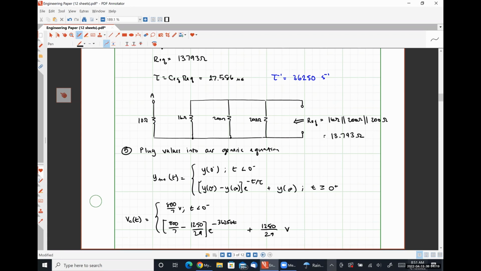And we could plug in the values for our resistor current at 0 minus, 0 plus, and infinity into our expression to get that as well. But because this is at the bottom of the page, I'm not going to bother doing that. At this point, it is literally just plug in the results from steps 1 through 4 into this generic equation. And if you've done all of your circuit analysis steps correctly, that answer has to be right.